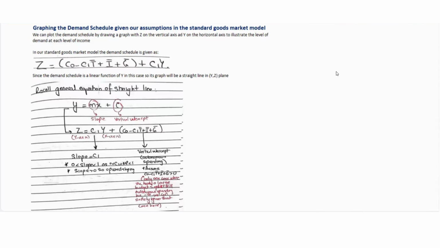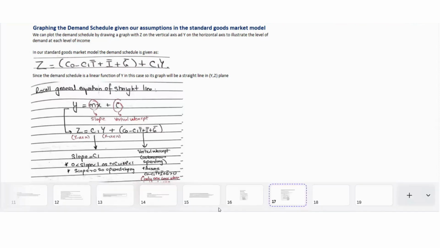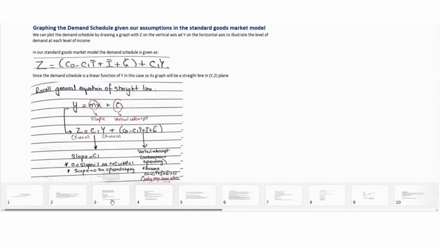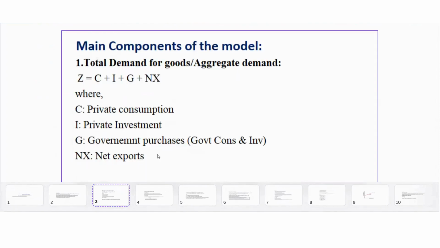We're looking at the main components in our goods market model. We said the first component we want to discuss is total demand for goods, or aggregate demand. If we go back, we essentially talked about the total demand for goods being made up of consumption, investment, government spending, and net exports.